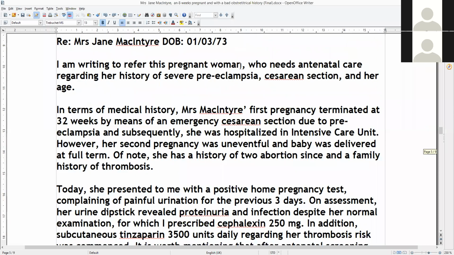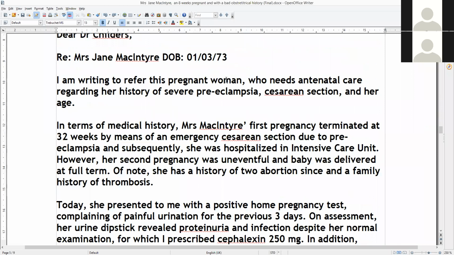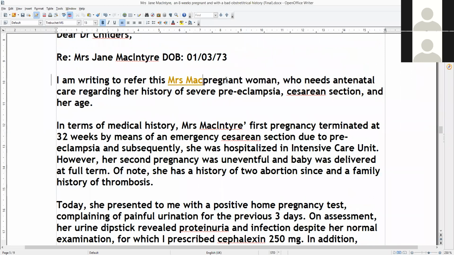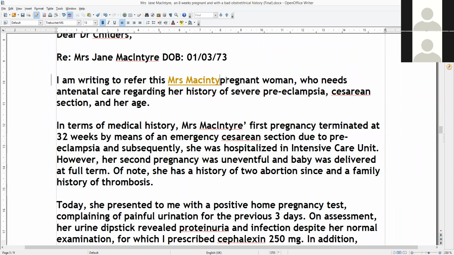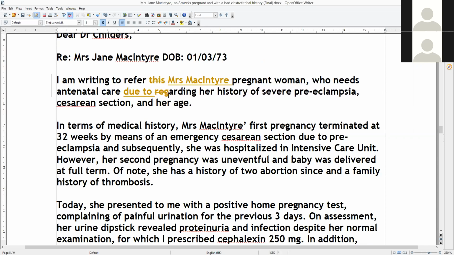I'm writing to refer this pregnant woman. I would always put the name, Miss MacIntyre, if I spelled that right, who needs antenatal care regarding her history. Now, we wouldn't say regarding here. Writing to refer Mrs MacIntyre, who needs antenatal care because of her history of etc. You don't really need "or", a bit more formal. Due to is better. Due to her history of severe pre-eclampsia, caesarean section, and her age.